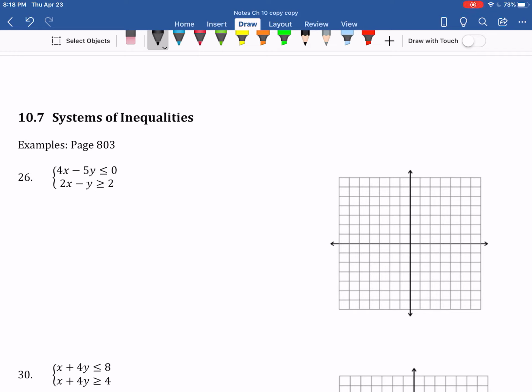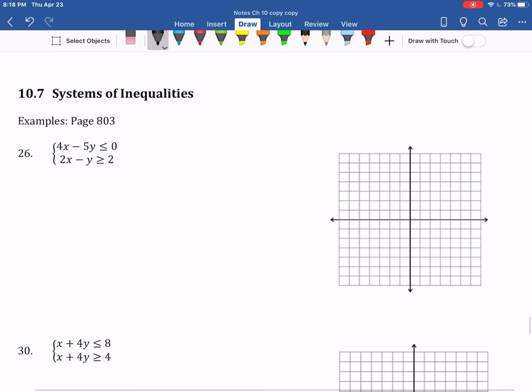We are going to be solving systems of inequalities using the graphing technique, okay? So you will draw graphs of your inequalities. You will look to see where they intersect, and then you will shade in the appropriate region that satisfies your inequalities system, okay? So the first thing we need to do is figure out how to graph these things.